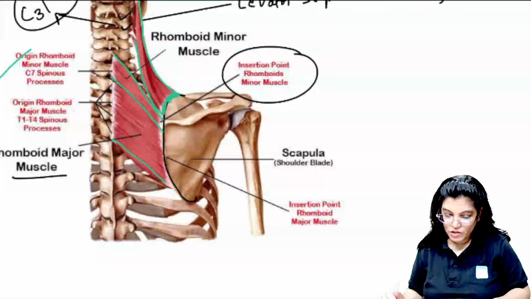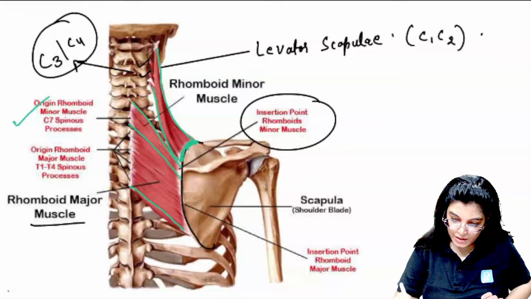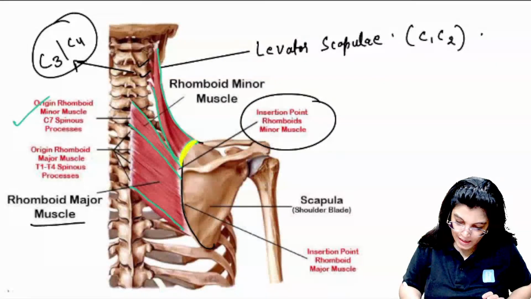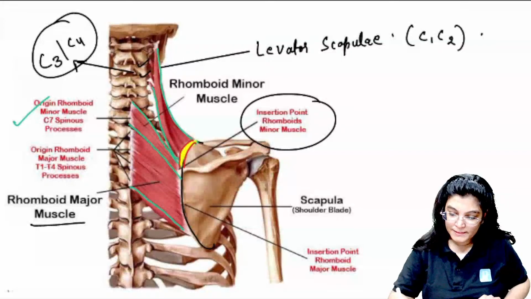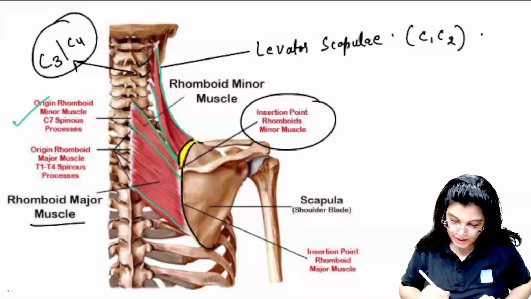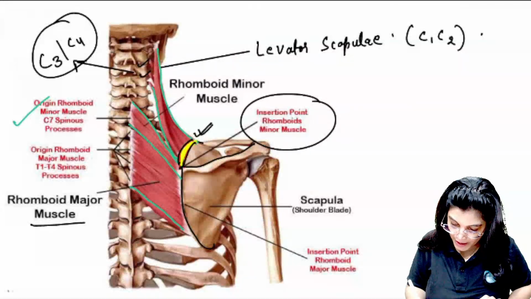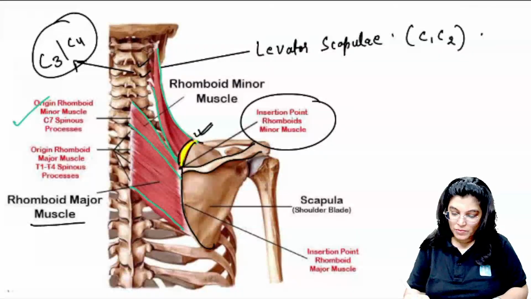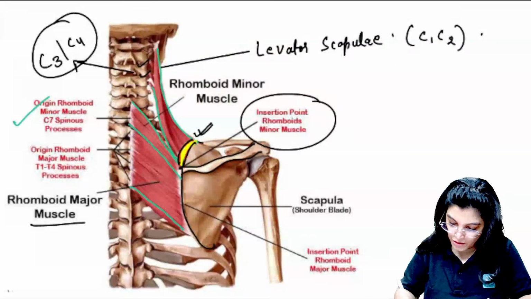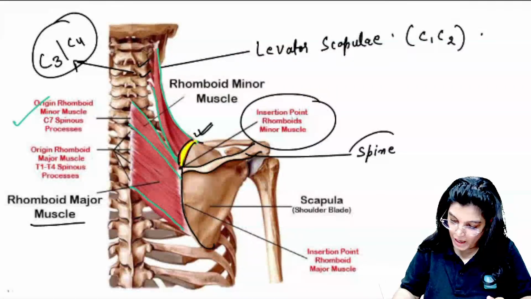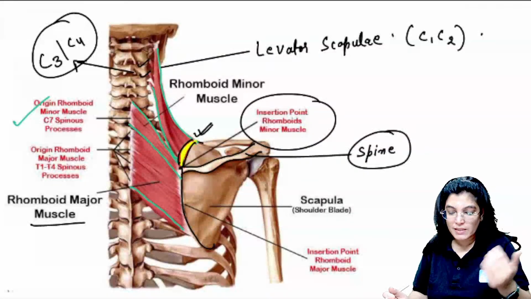So you can see this image. Can everybody appreciate? Let me use another color, this one. So exactly this is the extent, from here to here. This is the extent of levator scapulae, that is from the superior angle to the spine of scapula, just the medial end of the spine where it joins the medial border. That will be the insertion point of levator scapulae muscle.